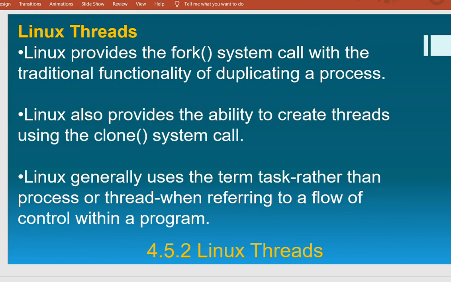Linux provides the fork system call with the traditional functionality of duplicating a process. Linux also provides the ability to create threads by using the clone system call. Linux generally uses the term task rather than process or thread when referring to a flow of control within a program. The Linux kernel does not provide any special scheduling semantics or data structure to represent threads. Instead, a thread is merely a process that shares certain resources with other processes.